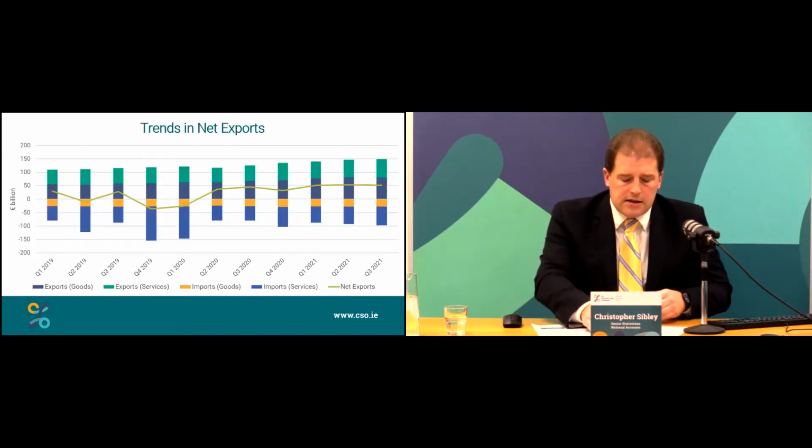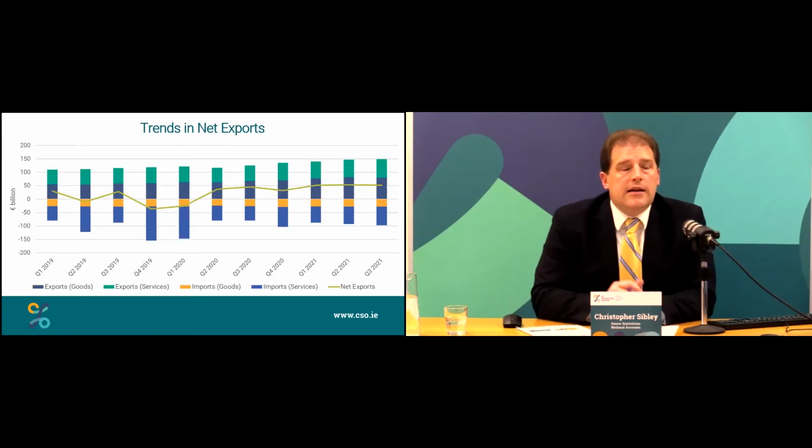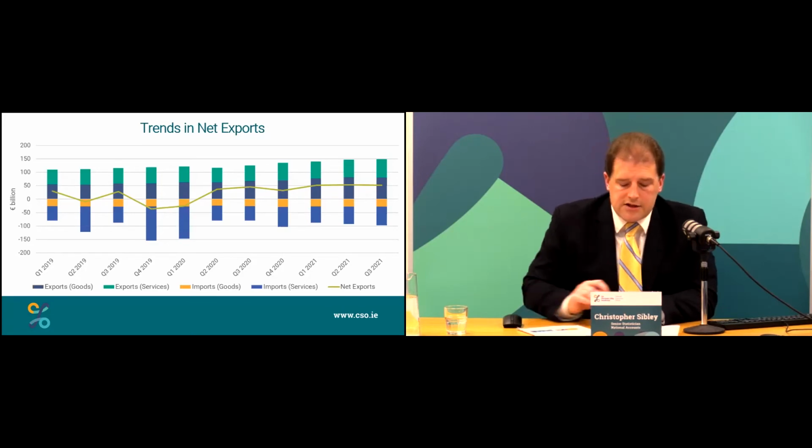The last element of the expenditure side of the accounts is net exports, and I'll leave this to John. He'll show you a lot more detail on this, but I guess the takeaway for national accounts on the net exports data is probably the high imports. The high imports of services, in particular in the quarter, which is bringing down the net exports number and affecting the overall GDP result.